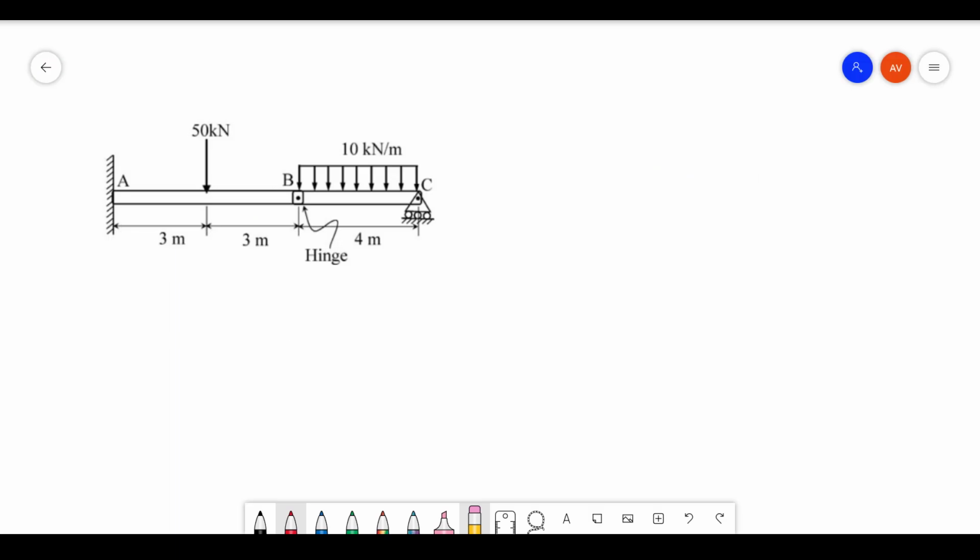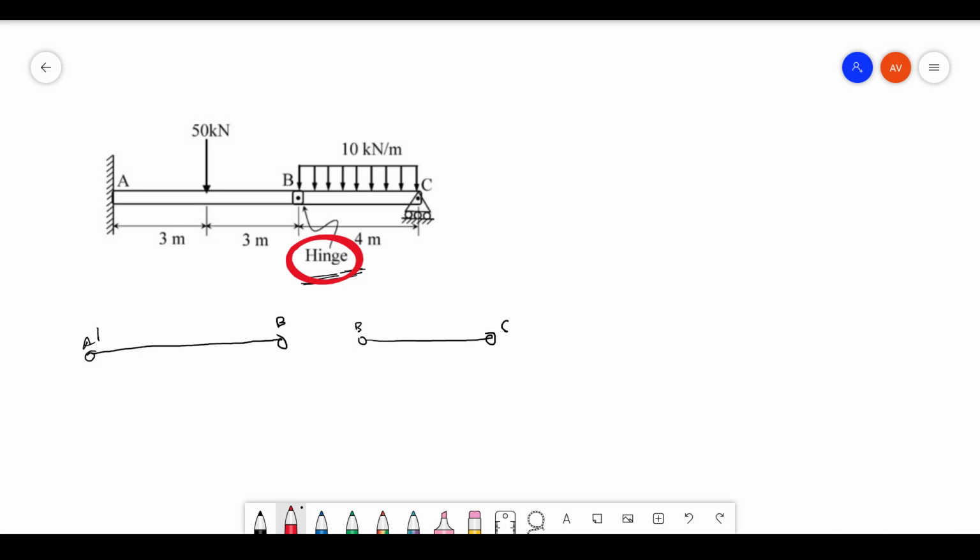So let's go ahead. This is the system given. Since you have a hinge joint at this point, let's separate these two bar members. Let me draw it as A, B, and B, C.